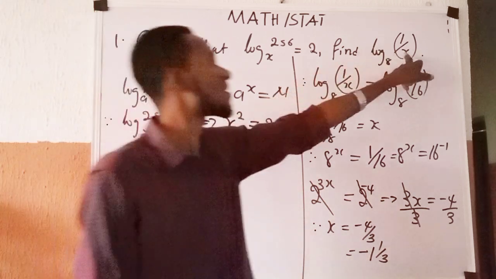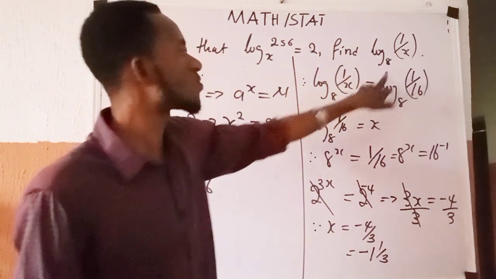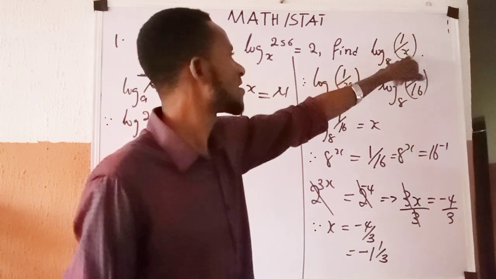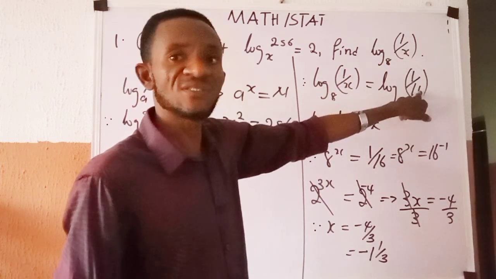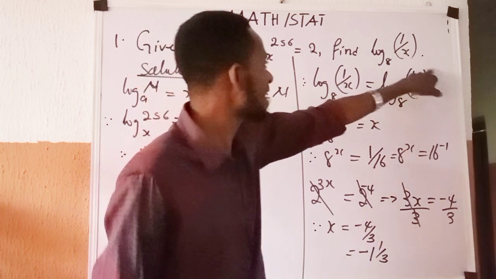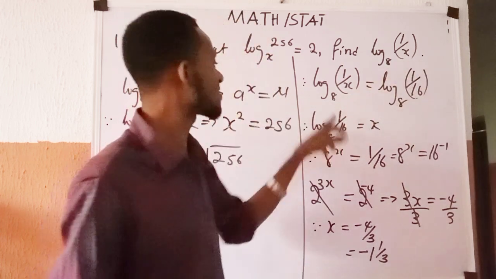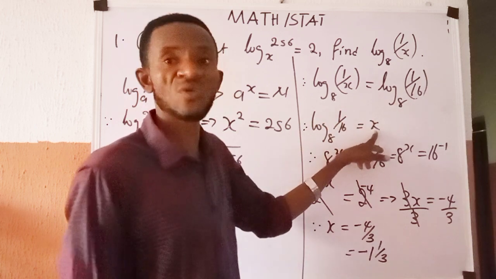Then I return back here. I will now say, therefore, log of 1 over x base 8 is now equal to log of 1 over, and this x has become 16. So I now say 1 over 16. My interest now is to evaluate what the whole of this quantity is. So I came here and said, let the whole of that quantity be equal to x.